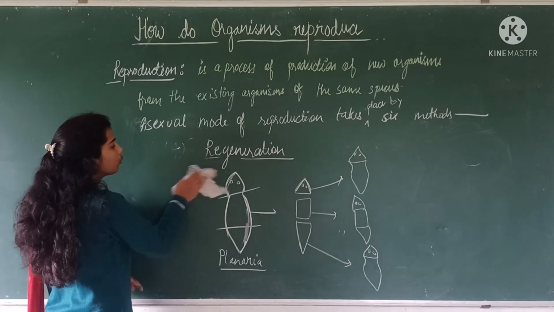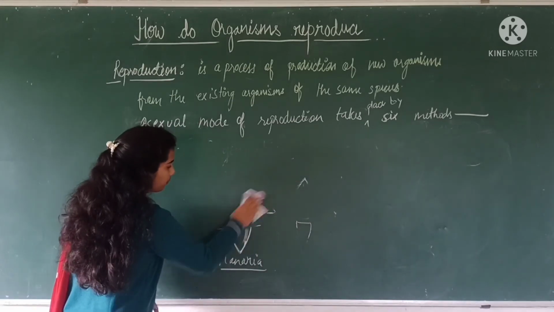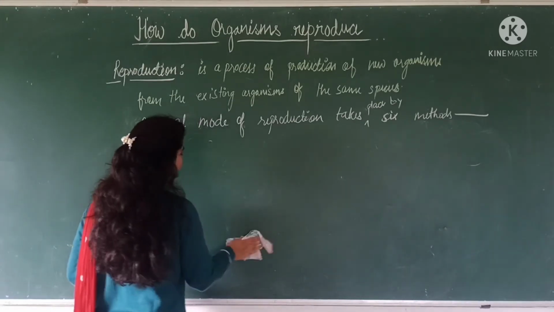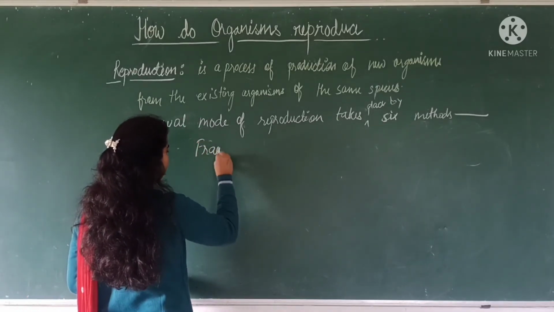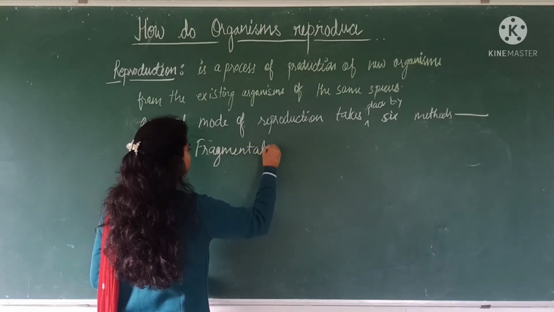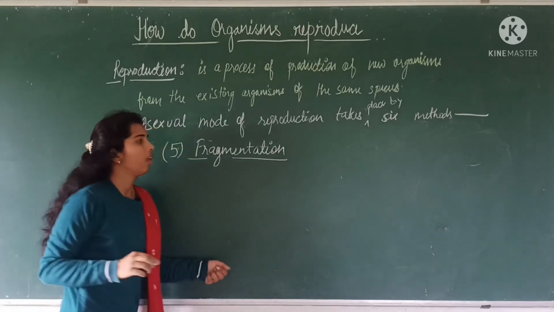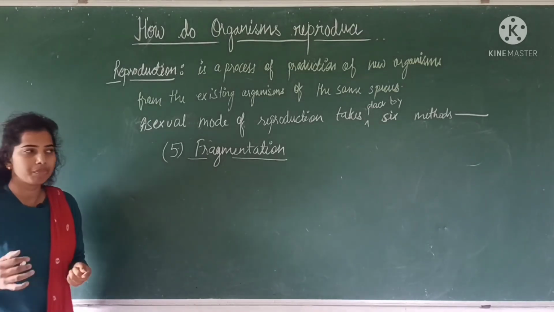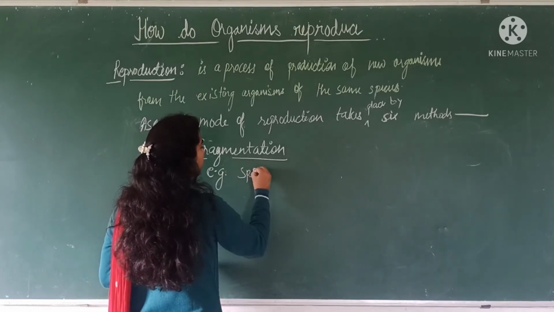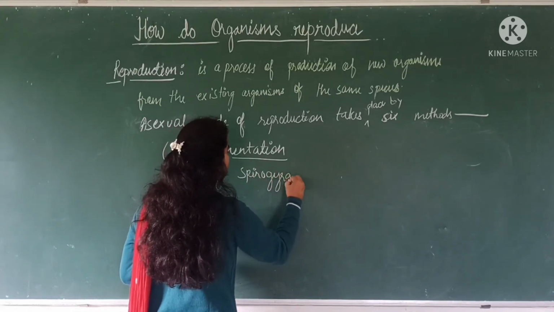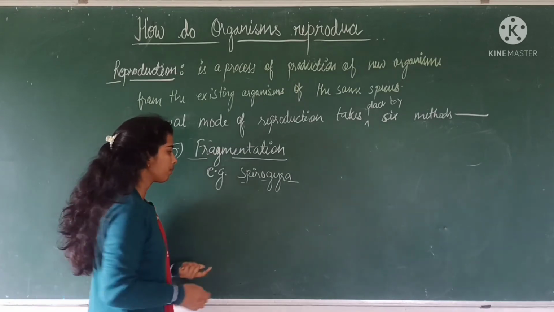Now we are going to discuss the new method, that is fragmentation. Here the parent body is divided into fragments. An example of fragmentation is Spirogyra. Spirogyra is mainly found in pond water.